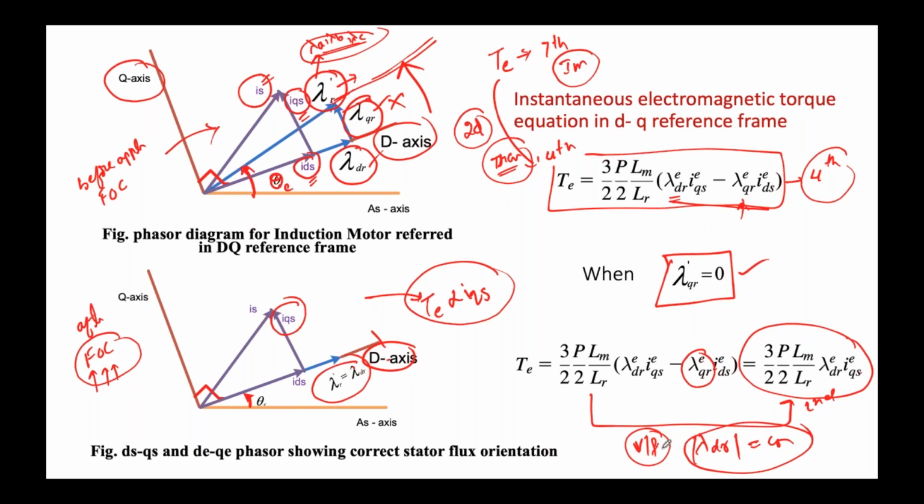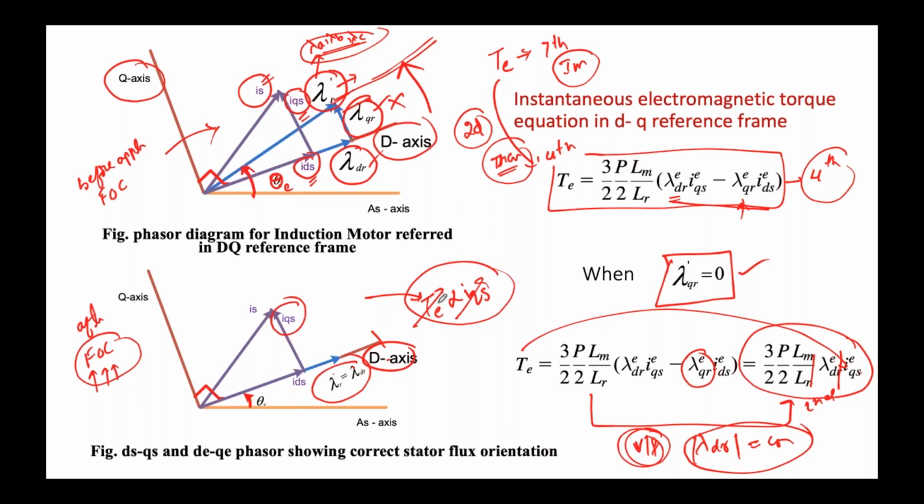Next, you need to apply flux control. You need to maintain the field flux constant. How can we maintain the field flux constant? You need to adopt the V by F method. By using the V by F method, we can maintain lambda dr constant. Then torque depends only on IQS. By regulating IQS, we can control the torque instantaneously. This is the way of controlling the torque instantaneously by using the field orientation method.